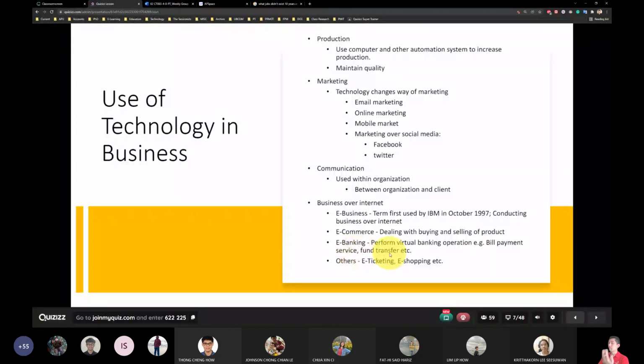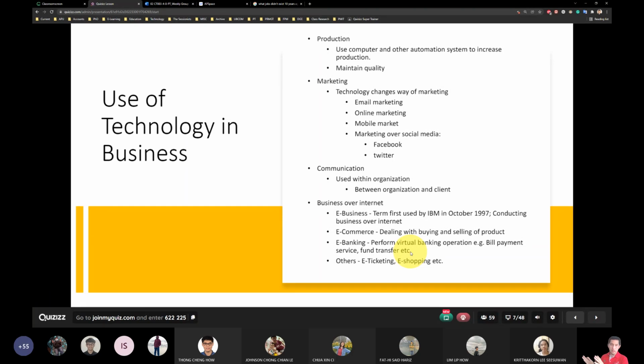Yeah. E-banking, of course, performing virtual banking operations, bill payment service, fund transfer, and so on and so forth, right? And it's becoming more and more popular as of today. Even when it was first introduced, it was not very popular with the older crowd, but this has evidently changed a lot as of today as well. Yeah.